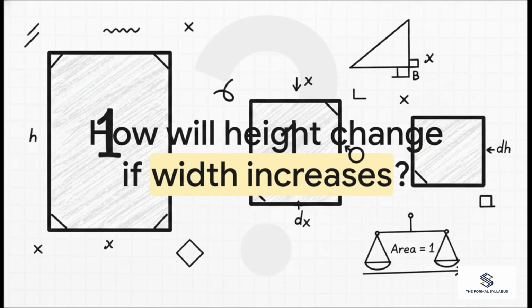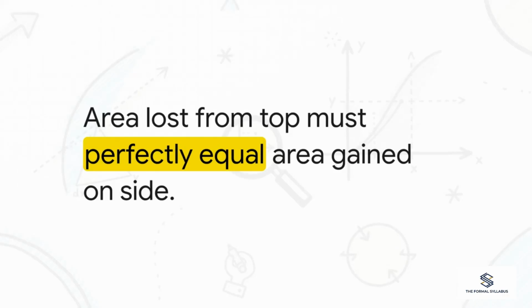Now, here is a physical thought experiment for you. Let's visualize. How will the height change if the width increases? If we bump up the width x by a tiny step, dx, what physically has to happen to the height to ensure the total area stays perfectly at 1? Well, to compensate for the new area we just gained by pushing out the side, the rectangle physically has to shrink in height. The area lost from the top has to perfectly equal the area gained on the side. This intuitive visualization shows exactly why the derivative of 1 over x is negative. To keep the area constant, the height literally drops.